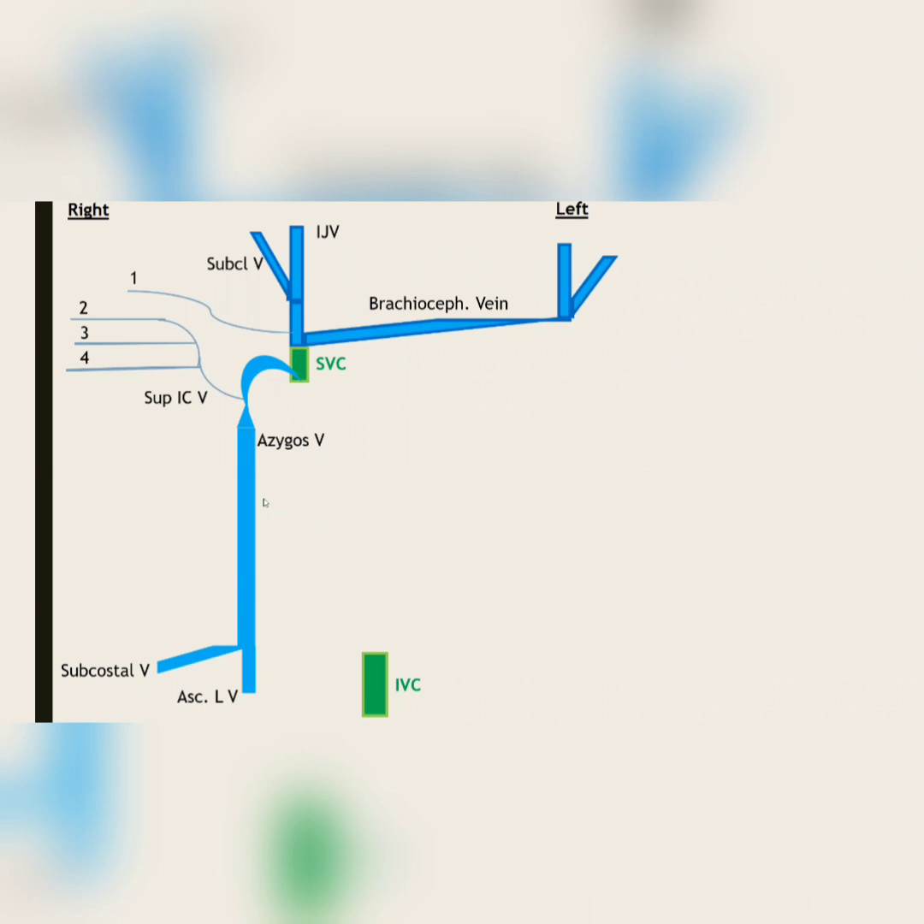Anyone would like to take a guess? Yes, azygos vein. Yes, that's easy enough. Okay, all the other posterior intercostal veins here, from 5 to 11, will drain into the azygos vein on the right side. So I hope you all have drawn this and you have an idea about the veins on the right side of the posterior mediastinum.